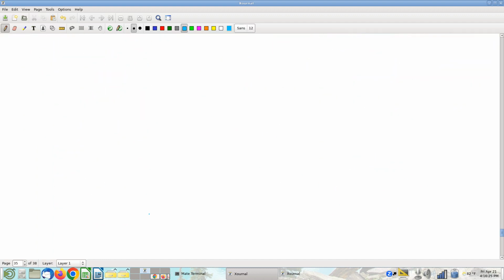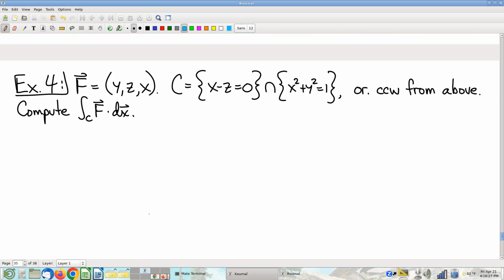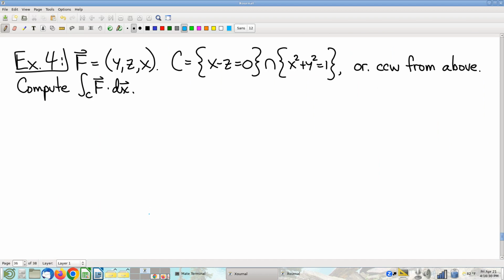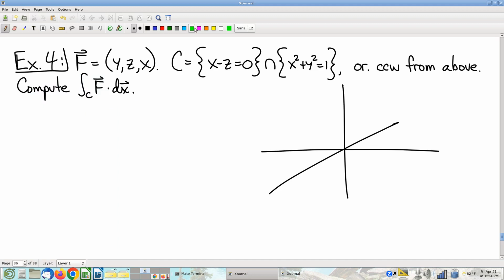Now that said, example 4 works out a little differently. Example 4, very, very similar. Same vector field, still a cylinder intersecting with a plane. The only thing is it's a different plane. Still computing a line integral. Everything's the same except for a key detail. And let me draw the picture here. The key detail is, I'm getting ahead of myself. I can talk faster than I can draw, apparently.